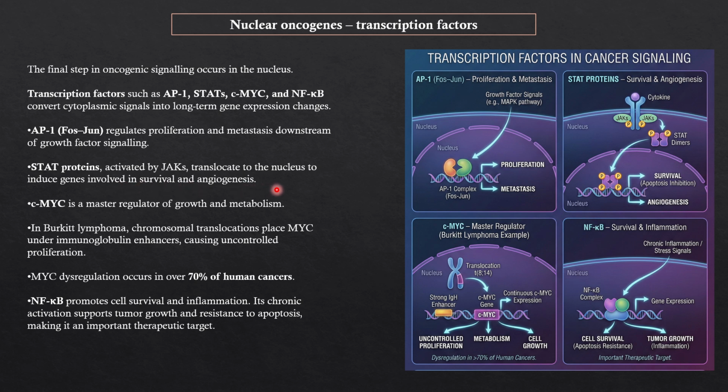CMYC is a master regulator of growth and metabolism. In Burkitt lymphoma, a chromosomal translocation places MYC under the immunoglobulin enhancers, causing uncontrolled proliferation. MYC dysregulation occurs in over 70% of human cancers. NFKB promotes cell survival and inflammation, and its chronic activation supports tumor growth and resistance to apoptosis, making it an important therapeutic target.